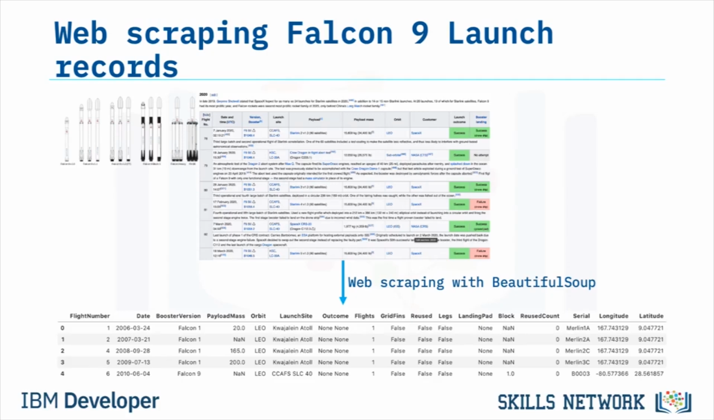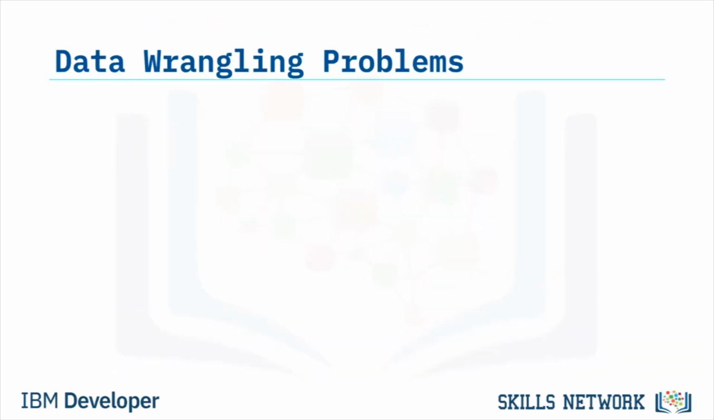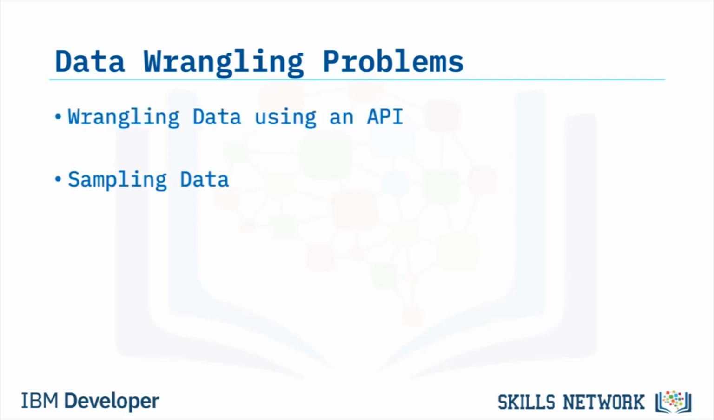Then you need to parse the data from those tables and convert them into a Pandas data frame for further visualization and analysis. We want to transform this raw data into a clean dataset, which provides meaningful data on the situation we are trying to address. Wrangling data using an API, sampling data, and dealing with nulls.